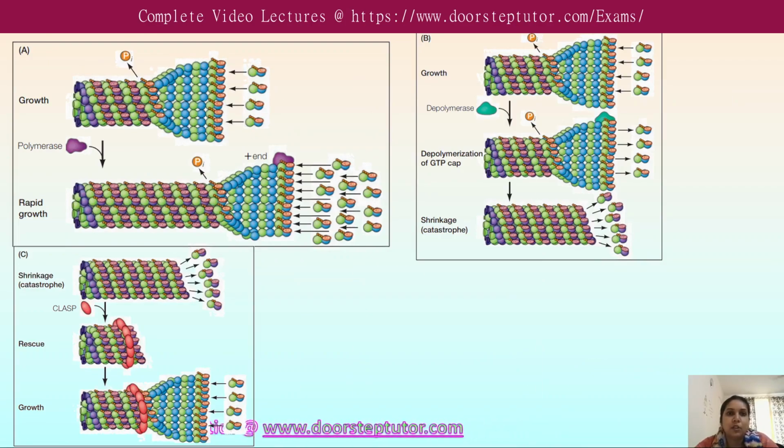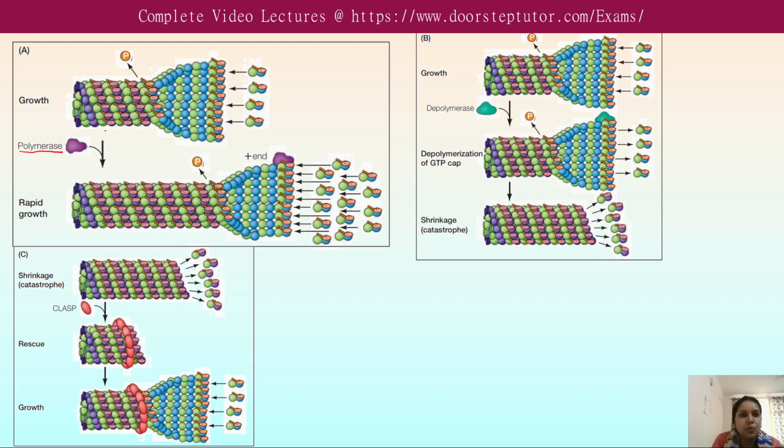To regulate this dynamic instability, different microtubule associated proteins are usually attached to the microtubule, so as to regulate both the polymerization and the depolymerization in a very regulated manner. Basically, three classes of proteins are attached to the microtubule. The first class of protein is the polymerase.